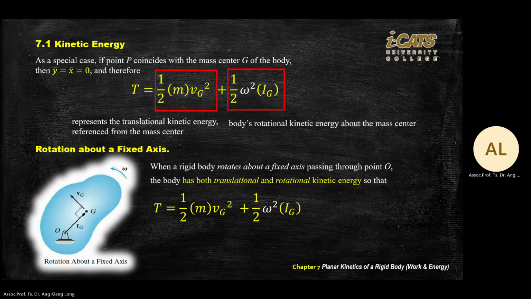If you have a rigid body rotating about a fixed axis passing through a point, meaning you fix a point and you rotate, usually your turbine jet blade, you need to use this kinetic energy. For example, in your wind tunnel, when we design the blade, you need to use this one.